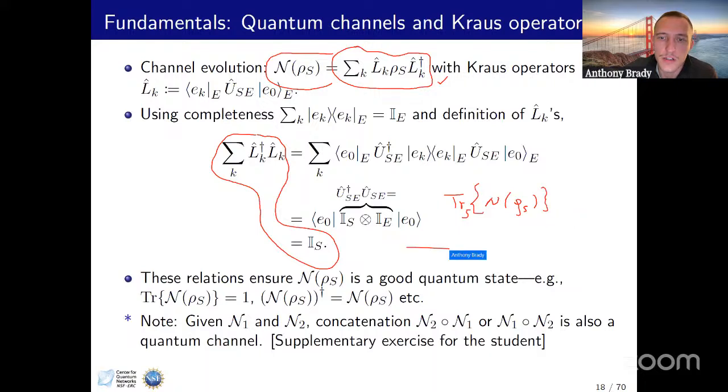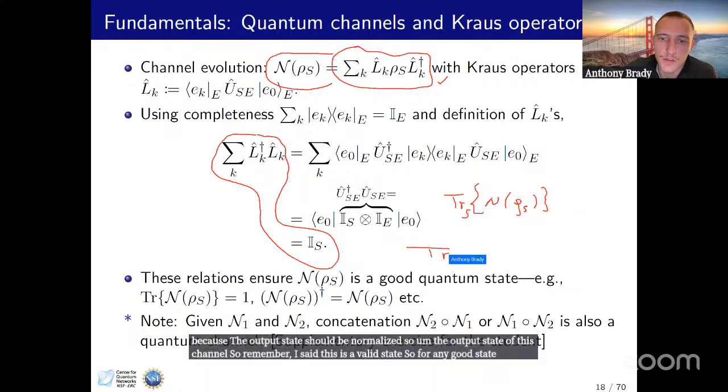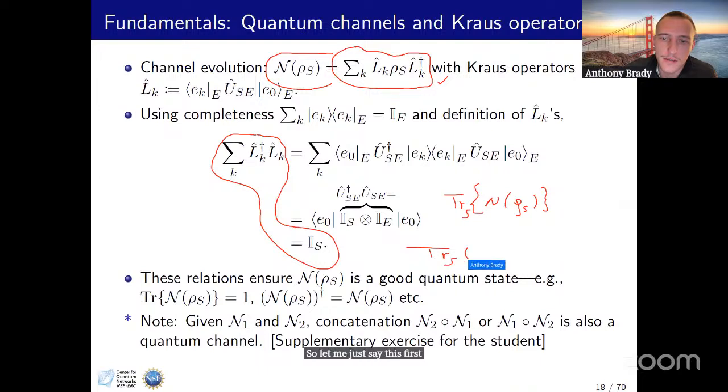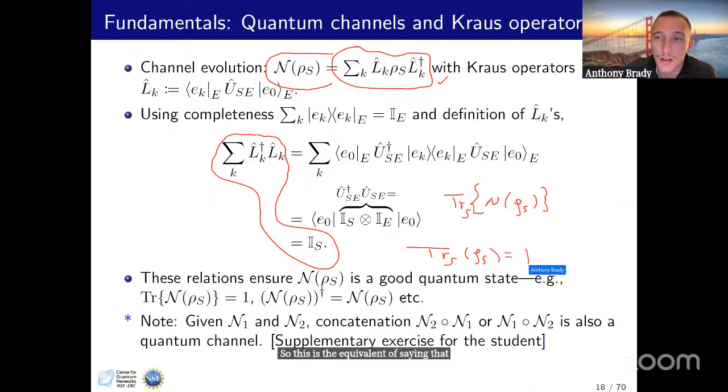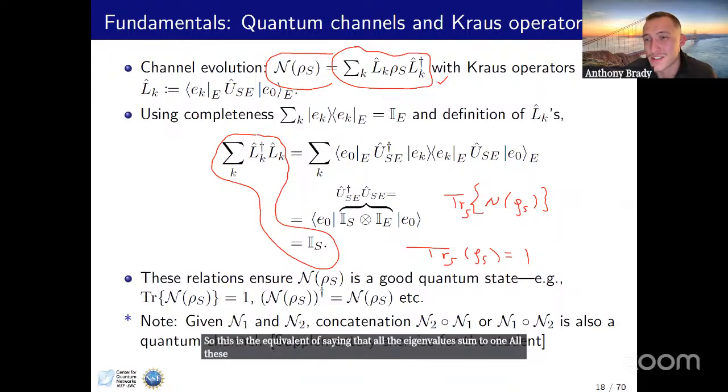So for any good state, let me just say this first. Any good state, rho of S, its trace needs to be 1. This is the equivalent of saying that all the eigenvalues sum to 1. All these eigenvalues are probabilities. This is conservation of probability. So probability needs to be conserved by this evolution in rho of S.